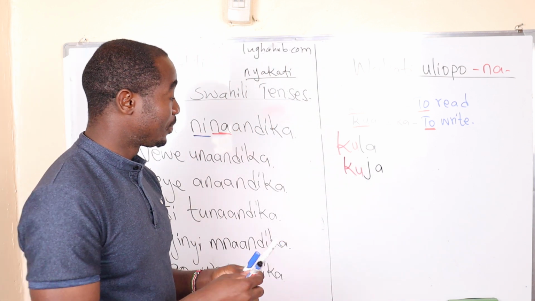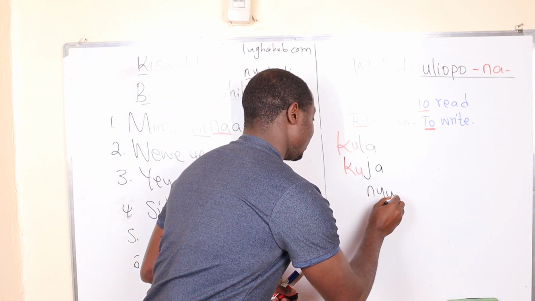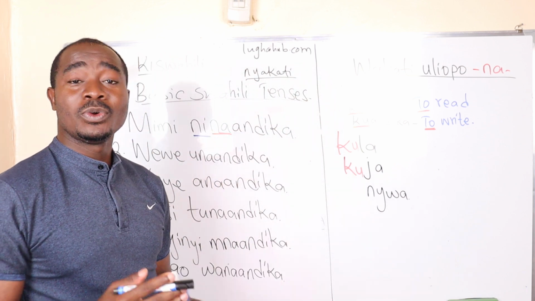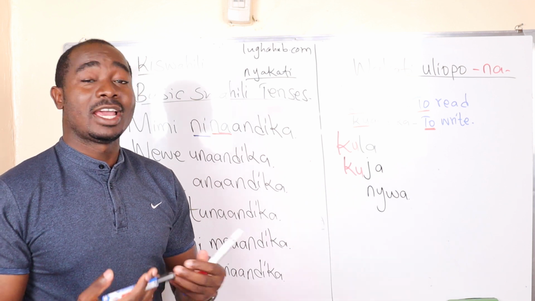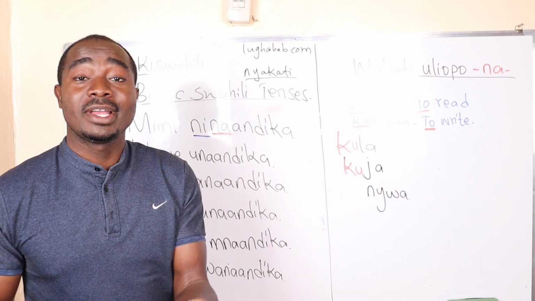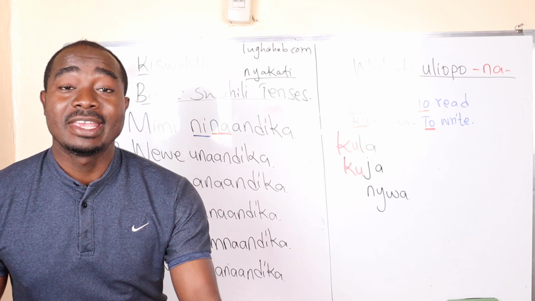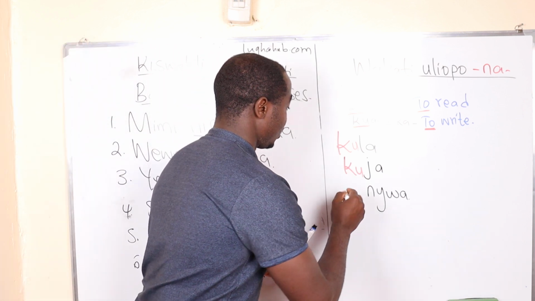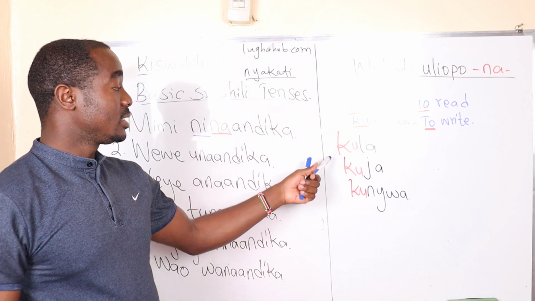Another one is nywa. Like, I tell you nywa maji. I want to mean drink water, but you won't understand if I say nywa maji. We have to add ku here: kunywa maji, drink water. Kunywa. Okay? These are three of them.